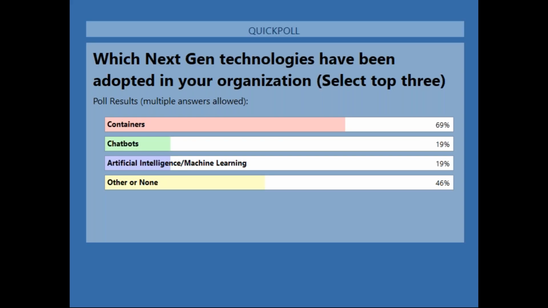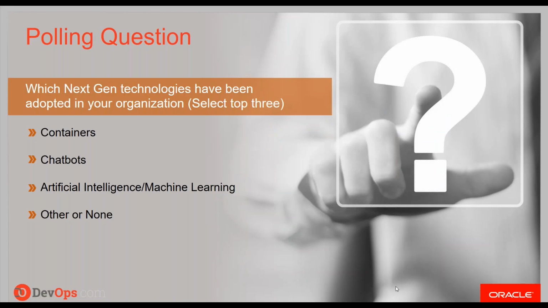You know what, Ashish? This is very similar to what our actual survey showed, right? Absolutely. Almost 70% containers, chatbots, AI, ML, 20%. And then other or none, almost half of the people here. So interesting. Let's go back to our slides and move ahead now.